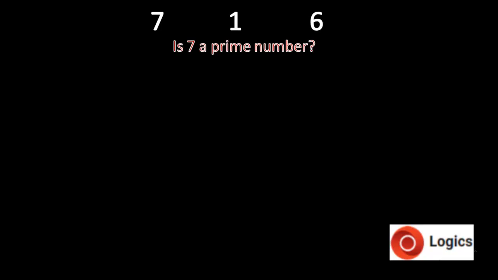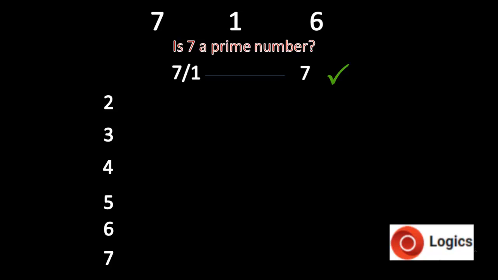Is 7 a prime number? To check whether the number 7 is prime or not, first let's list the numbers before 7: 1, 2, 3, 4, 5, 6, 7. Now let's see if 7 is divided by 1 or not. Yes, 7 is divided by 1.